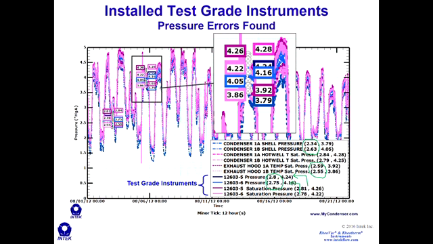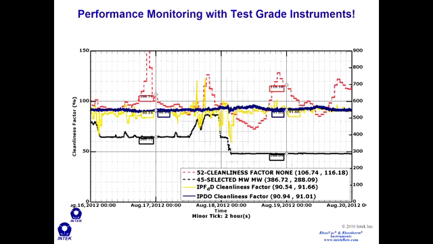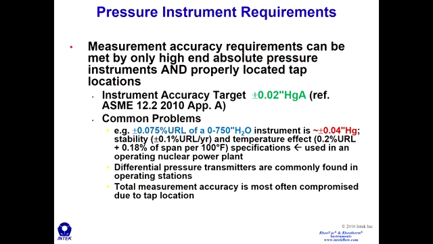And so this error in pressure was causing much of the error in the cleanliness factor here. Okay, so let's talk about a little bit more specifics. Measurement accuracy requirements for pressure can only be met by high-end absolute pressure instruments and properly located tap locations. That is probably one of the most common problems, the location not being appropriate for pressure measurement.